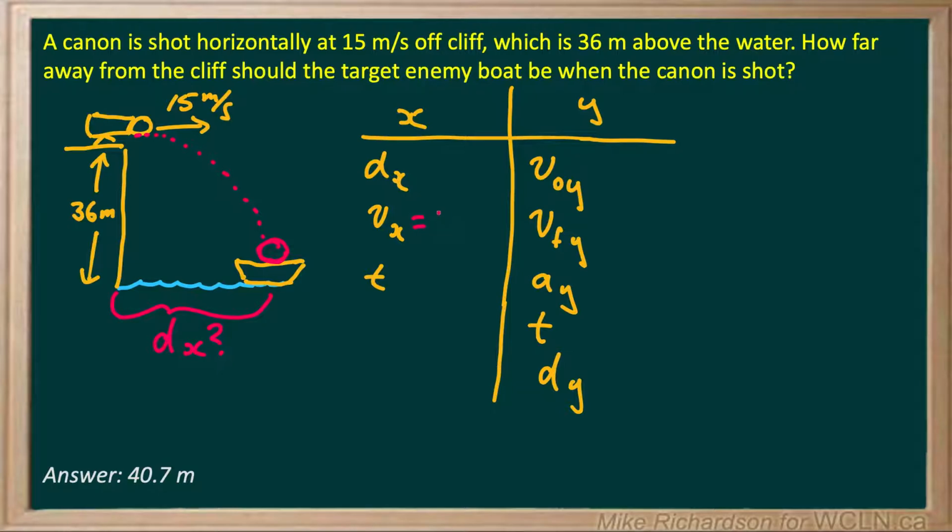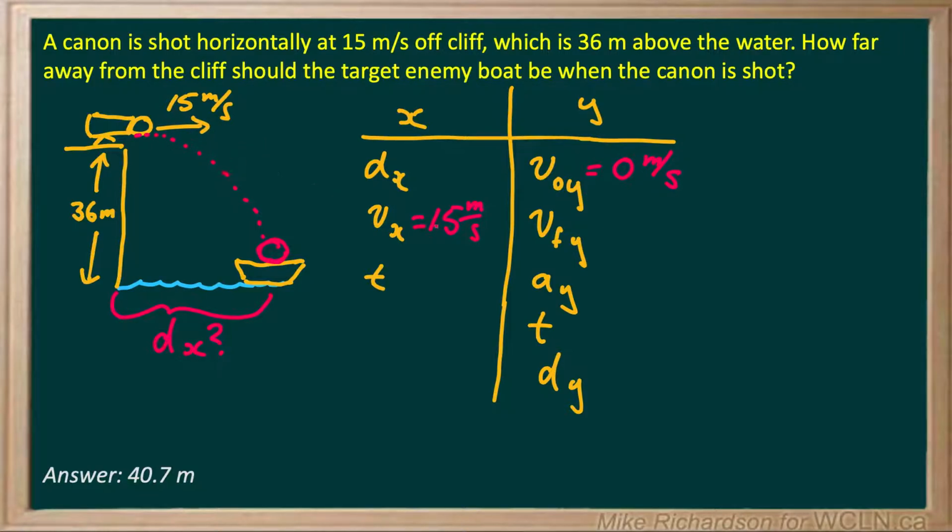Vx is 15 meters per second, and that value will remain constant throughout the flight, assuming there's no air resistance. V initial in the y, since we're shooting it off horizontally, is 0. It has no vertical component at this point.